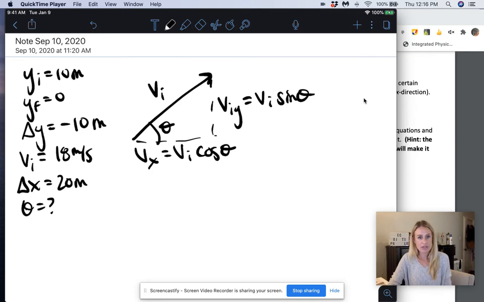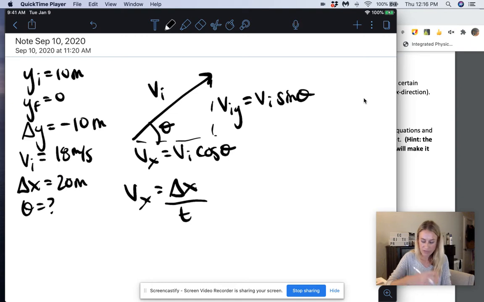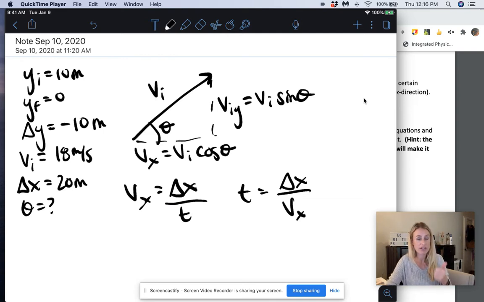Now, the next thing I want to do is find an equation for time. The reason for this is that time is how we relate the x and y directions. So the way I'm going to do this is I'm going to use the only equation we use in the x direction, which is vx equals our range, delta x, divided by time. If I solve this equation for time, I get time is equal to our range divided by the x velocity.